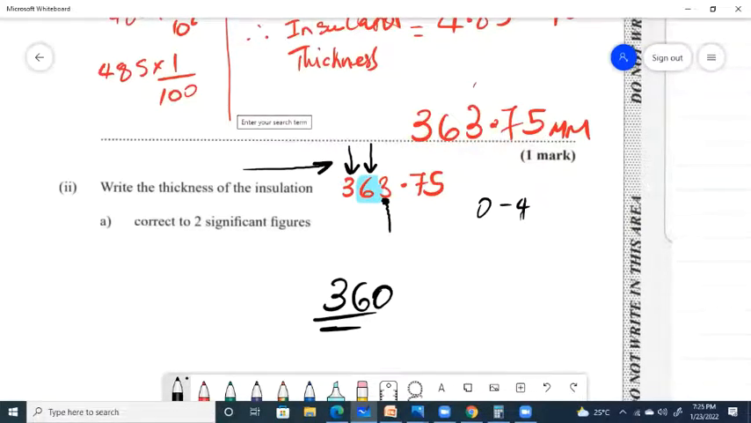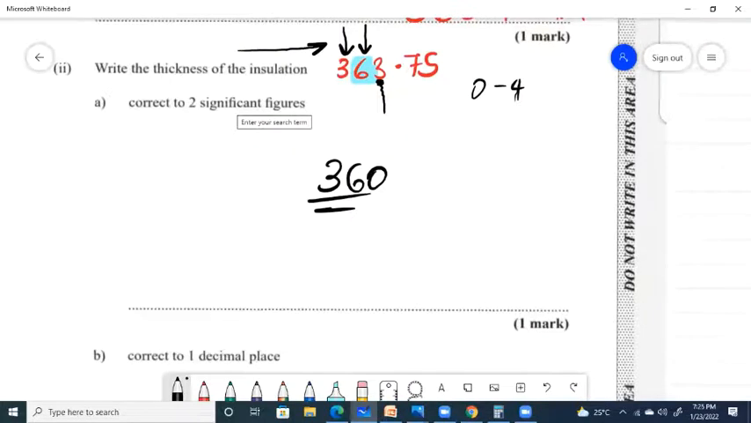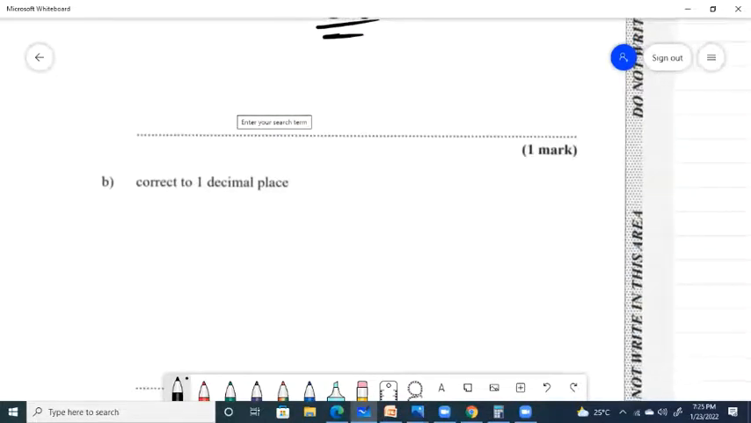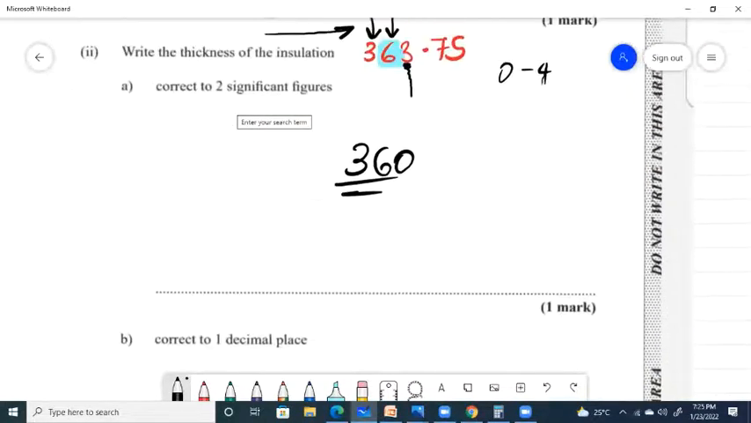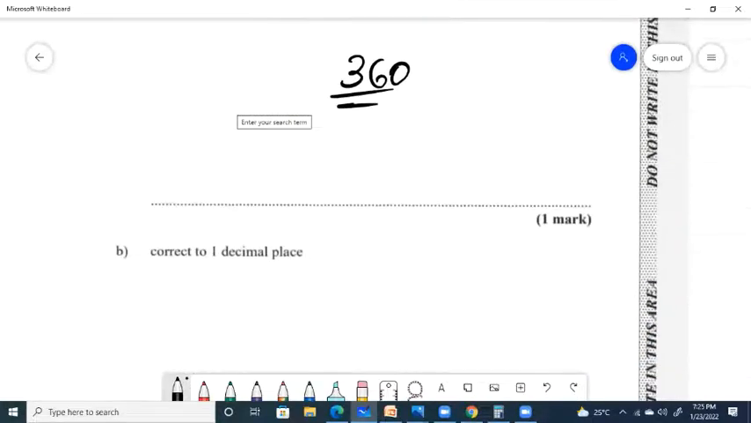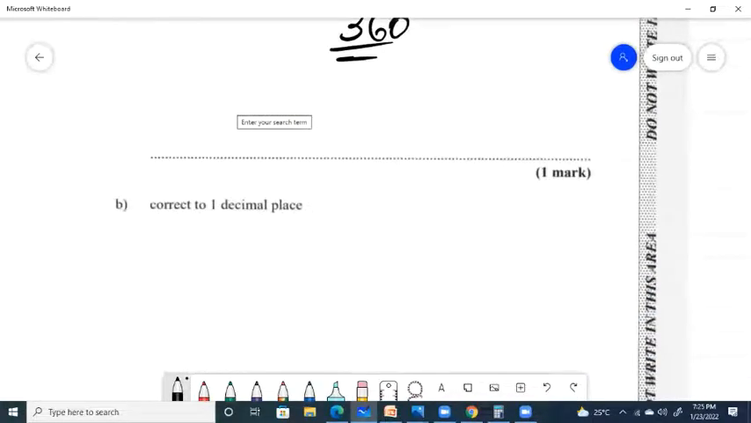All right, hold on. Let me see if I can move up this. All right. Moving along. Correct to 1 decimal place. So we're supposed to write that to 1 decimal place as well. 363.75 to 1 decimal place.